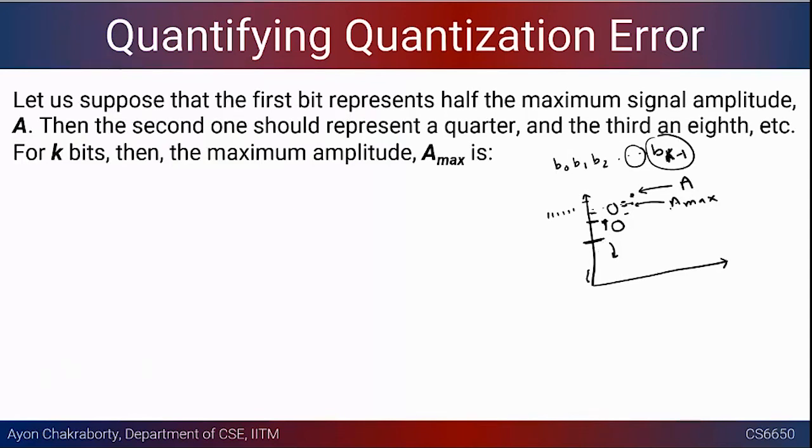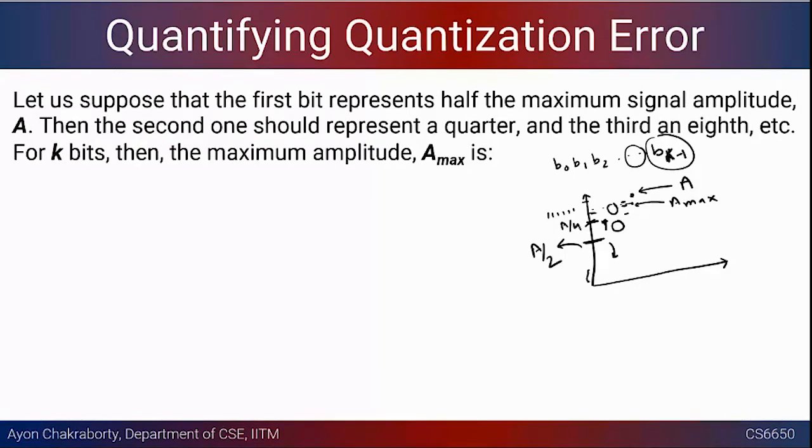So what is the value of A max? Using the first bit, that is already taking half of the swing. It is already A by 2. Now this is A by 4. Are you getting it? Yes, sir. So the kth position, it is in turn A by 2 power 1, A by 2 power 2, like that it is going on. So final A max equal to A by 2 power k.